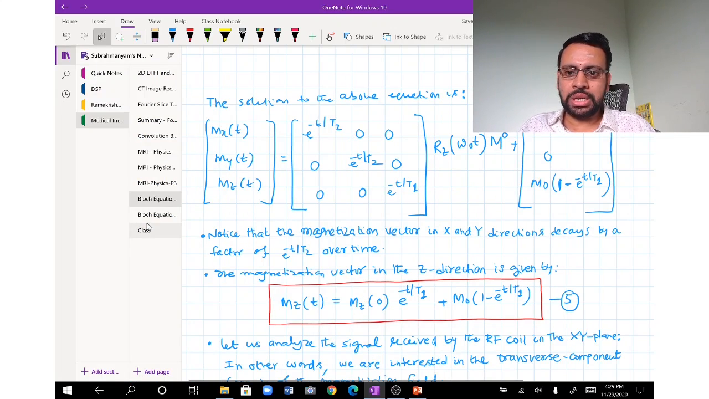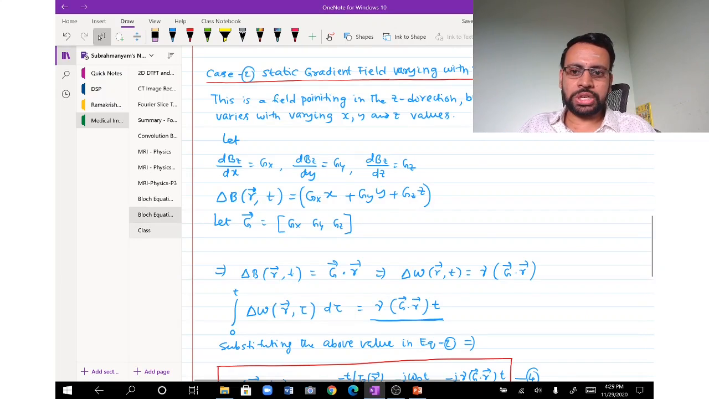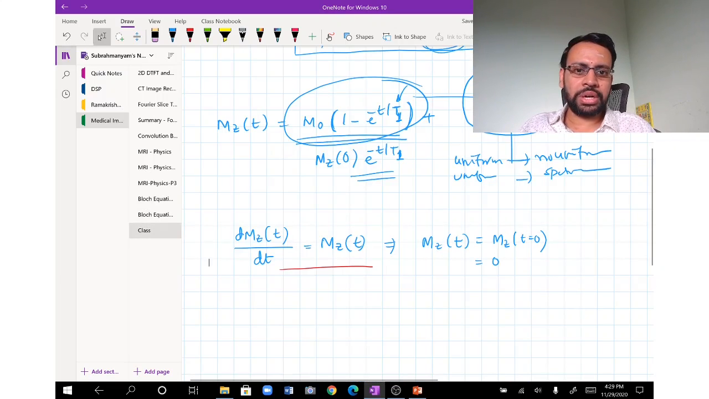If you notice here, this is the same expression that I have written here: Mz of t equals M naught into 1 minus e to the power of minus t by T1, plus, if you have an initial condition, this is what you are going to get there.